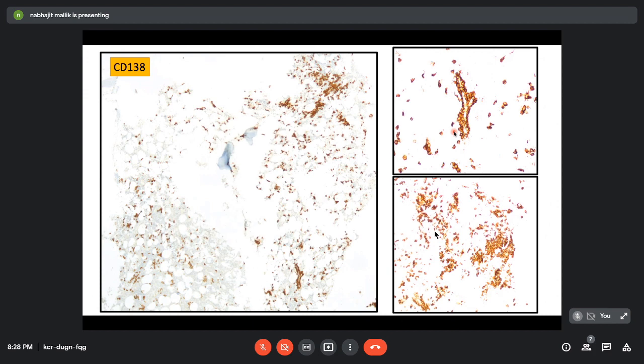So this was basically a patient who had 6% plasma cells. On flow cytometry, these plasma cells came out to be clonal, and the patient was actually MGUS, but then we found out that the patient also has amyloid. So it was basically a case of amyloidosis, which had around 6% plasma cells and focal aggregation of these plasma cells.